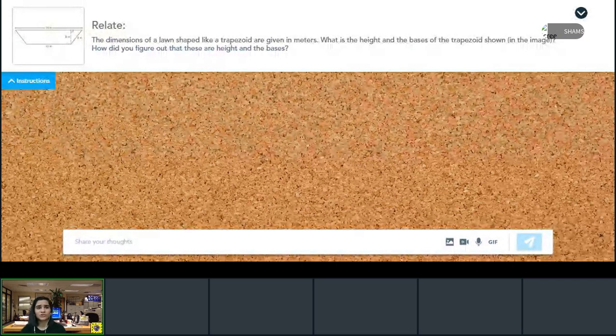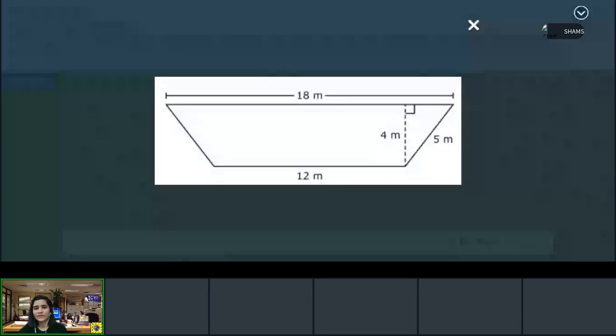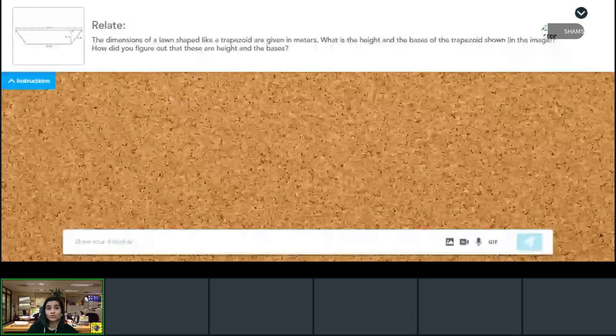In this discussion post, I have provided you with an image and a question. I will show you the image first. It's a picture of a well-labeled trapezoid, with dimensions 18 meters, 12 meters, 4 meters, and 5 meters. The question is asking you to relate: how do you relate to the question and the topic that we will be talking about today? What do you already know about this topic? These were actually dimensions of a lawn shaped like a trapezoid.